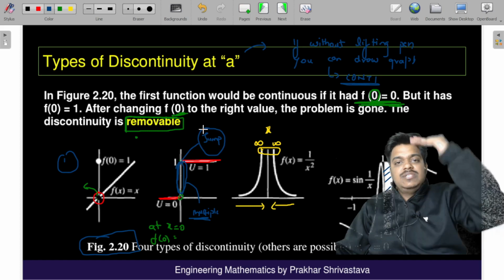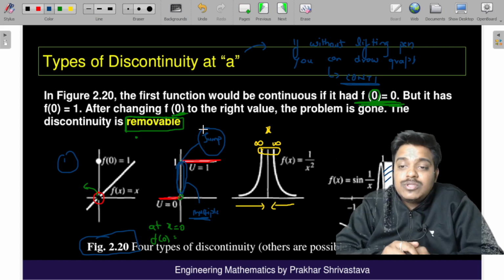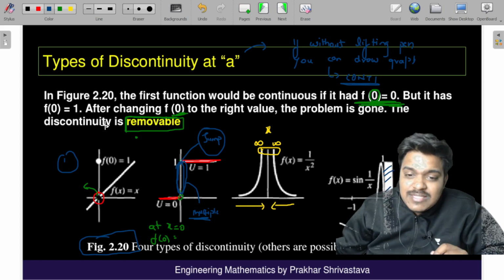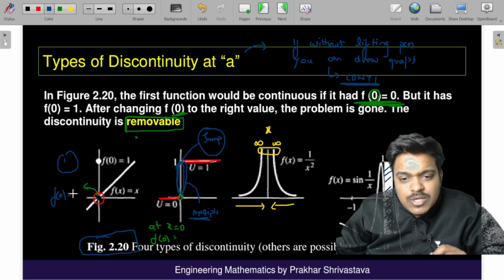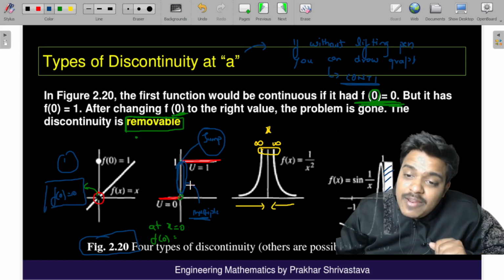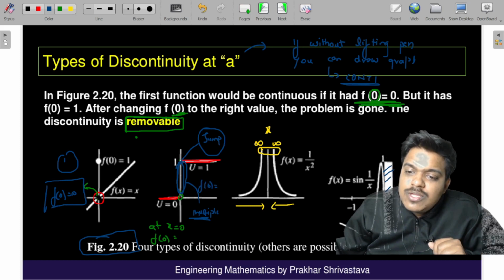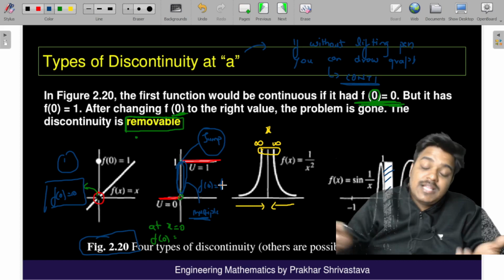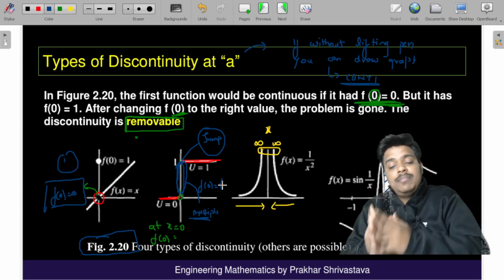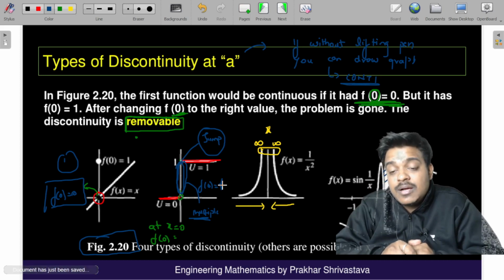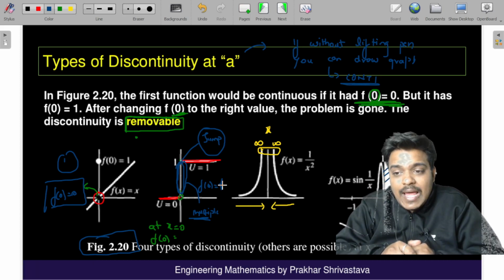Suddenly the graph jumped from one point to another. So this is a jump discontinuity and it cannot be removed because you cannot define it at x. Here we can say if f of 0 is equal to 0, we have defined it, so the discontinuity is removed. But here, if you define f of 0 is equal to 0, still there will be discontinuity. If you define f of 0 is equal to 1, still there will be discontinuity. So jump discontinuity cannot be removed, whereas in the first case the discontinuity can be removed.